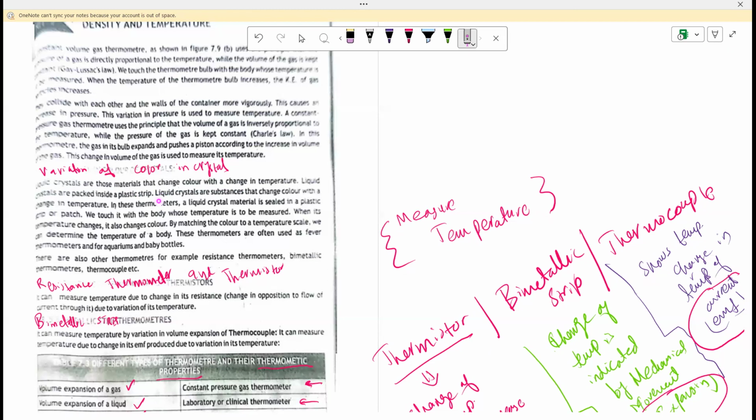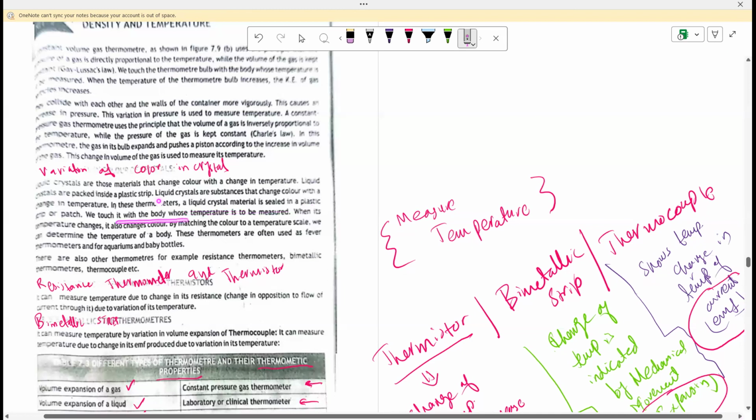ठीक है. Liquid crystals are packed inside a plastic strip. अब obviously उनकी color coding हुआ होगा कि if this color is present, this means कि उसका temperature इतना है. अगर color change हमारे पास उसके respect से हो रहा है तो उसके हिसाब से हम लोग temperature का अंदाजा लगा सकते हैं. In these thermometers, a liquid crystal material is sealed in a plastic container or pouch.